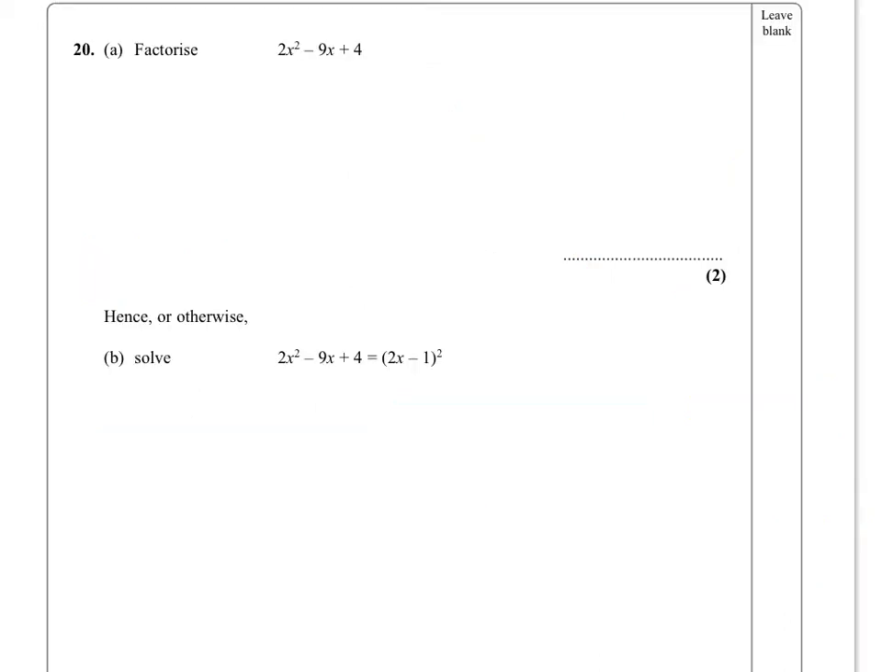Okay, so we're going to factorise 2x squared minus 9x plus 4. So I will write the 2x at the start, and the x, because there's no other way we can get 2x squared at the start. Now I have to look at the 4, and I know I can make 4 with 1 and 4, or 2 and 2.